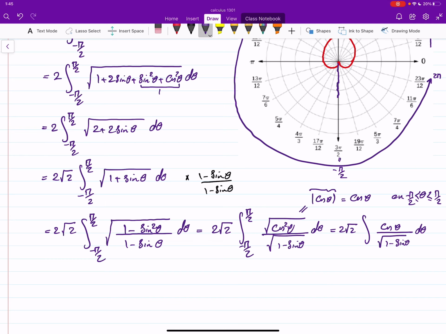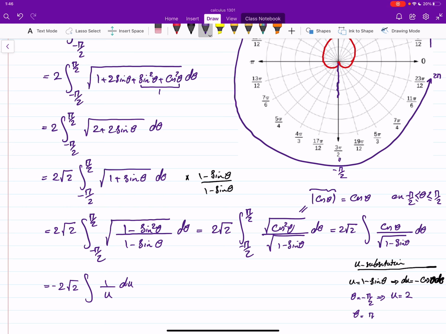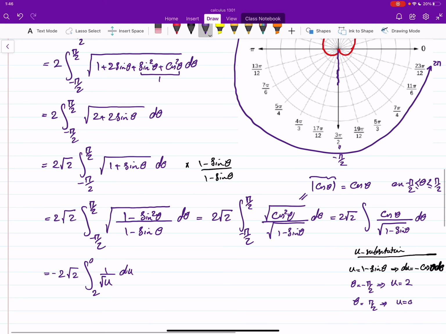For me, when I look at this guy, I notice that the derivative of the inside of the square root is basically up there. Well, I'm missing a negative sign, which is not a big deal because I can multiply everything by negative, and then this is the integral of 1 over root u. And see that if theta is negative pi over 2, then u is sine of negative pi over 2, which is negative 1; 1 minus negative 1 is 2. And for theta equals pi over 2, u is 0. So we go from 2 to 0. Oh, sorry, this should be a square root.